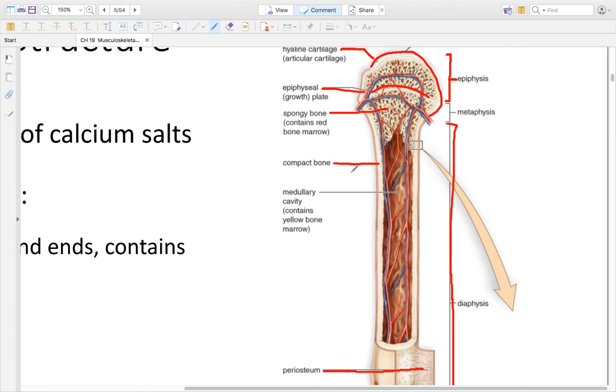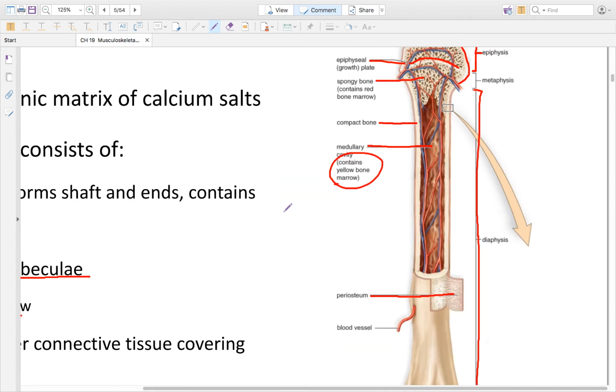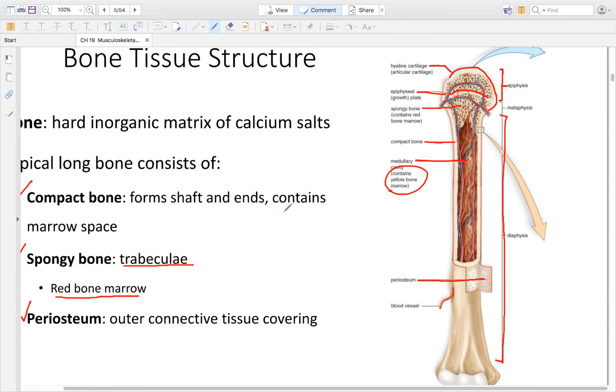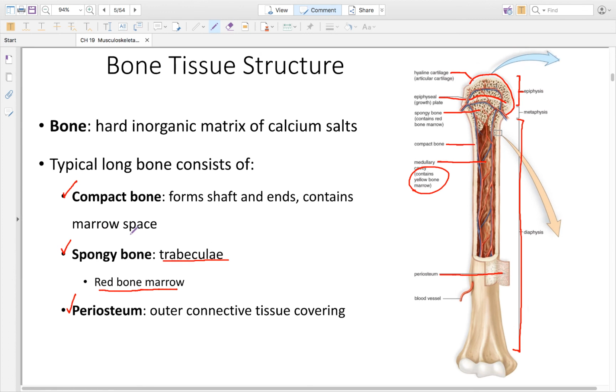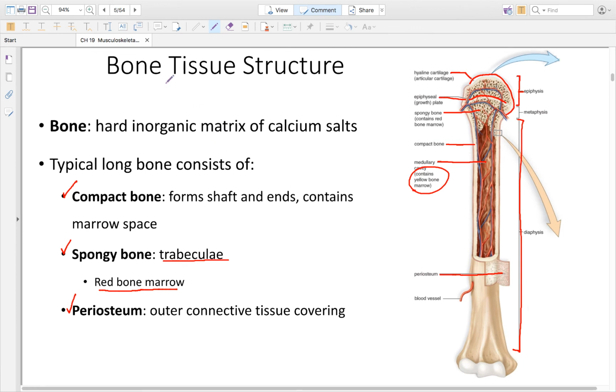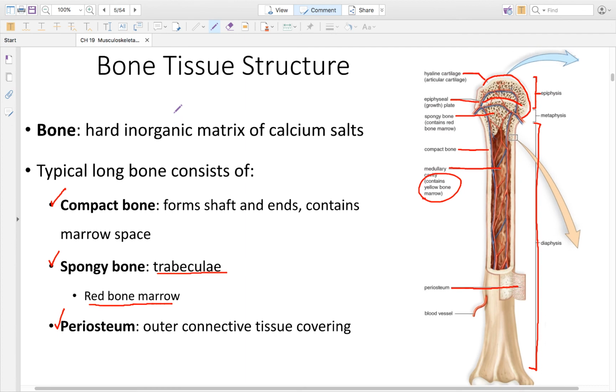Now, if we were to cut open a long bone, it has a cavity called the medullary cavity, and it contains yellow bone marrow. So the anatomy of the long bone is of significance. Okay, next.